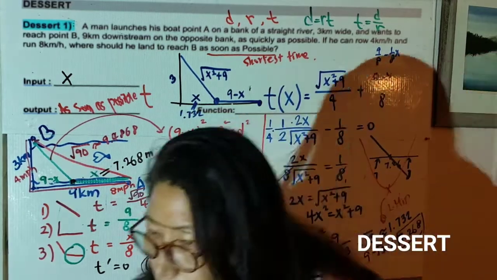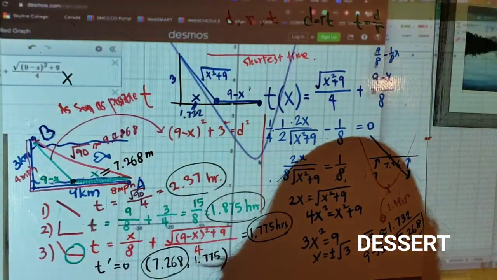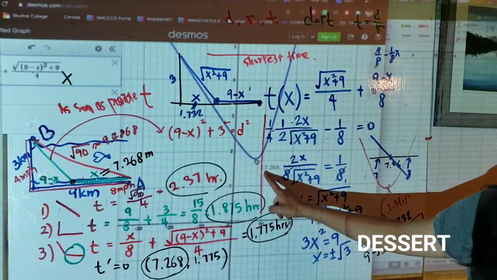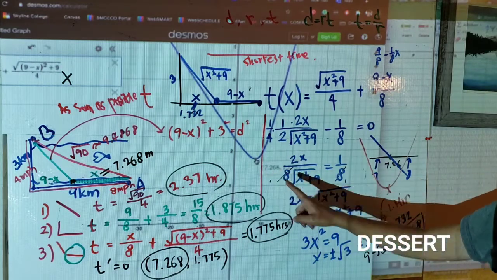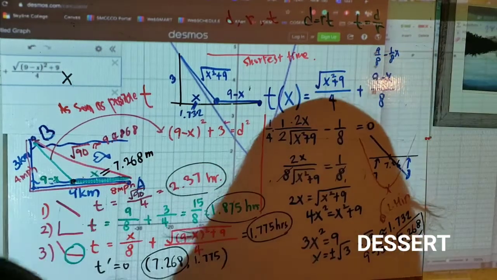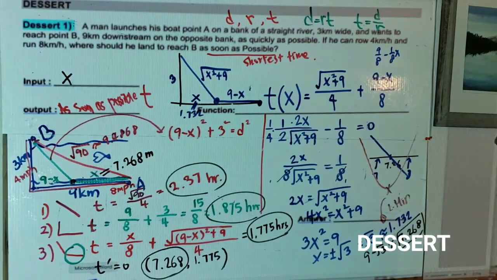Same thing. You just punch it into decimals. Let's see if I can see that value. If I punch it into decimals, do you see 7.268? And that's the value I found. So did we finish answering? No, I didn't answer yet.